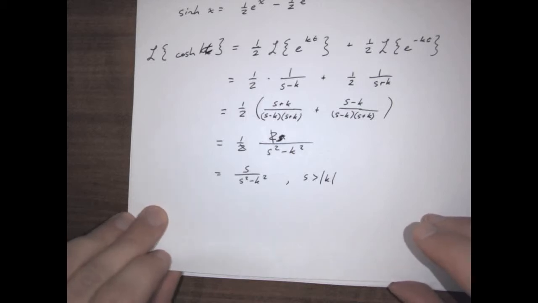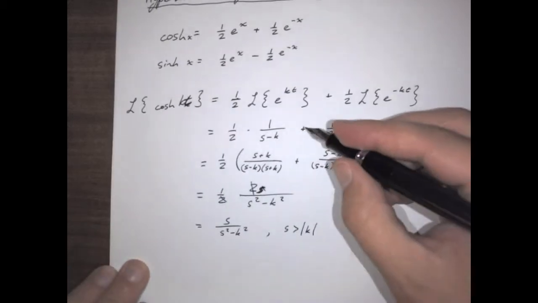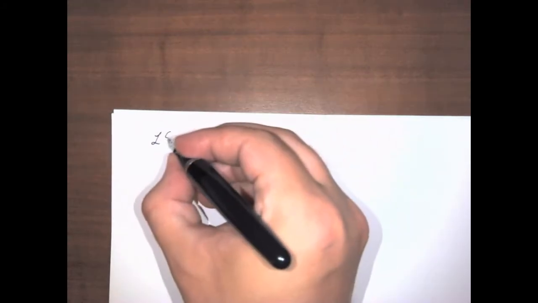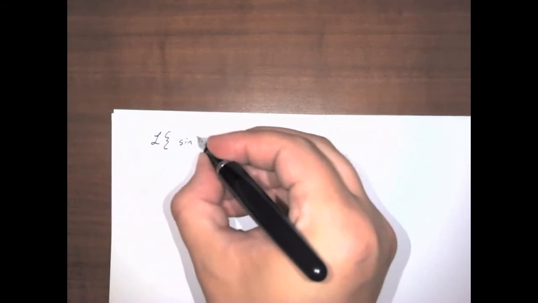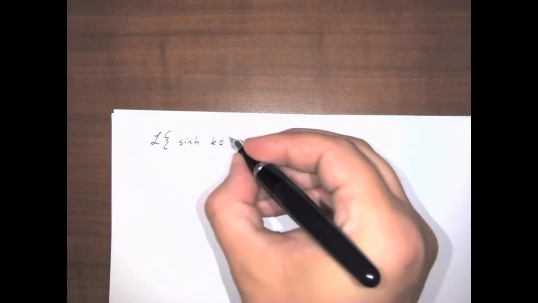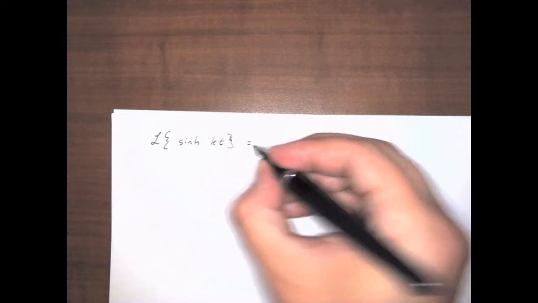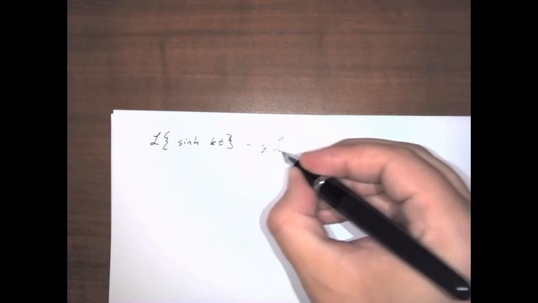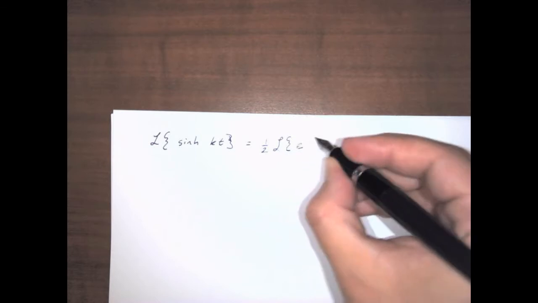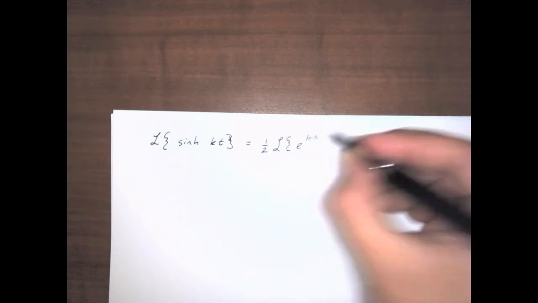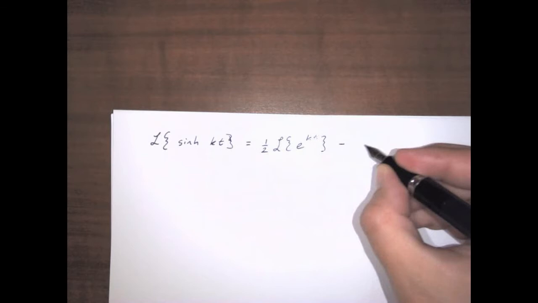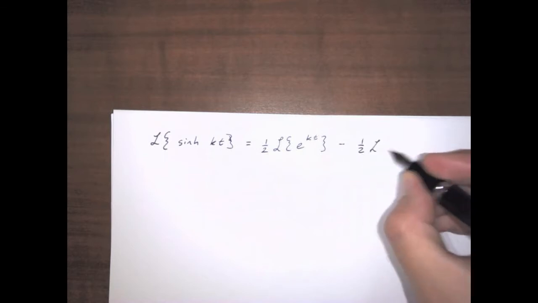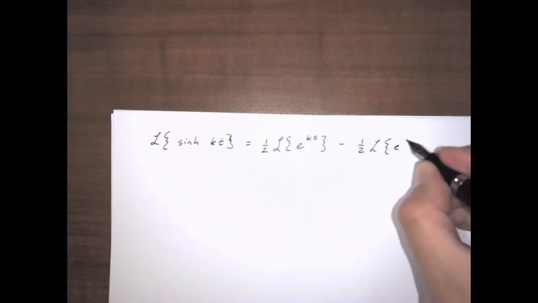And then for the sinh, it is basically the exact same thing, but with minus, minus, and that'll change things slightly. So the Laplace transform of sinh kt is going to be 1/2 Laplace transform e to the kt minus 1/2 Laplace transform e to the minus kt.